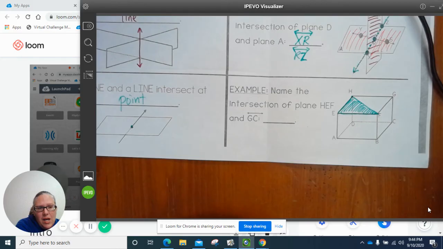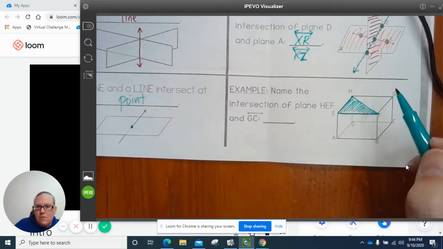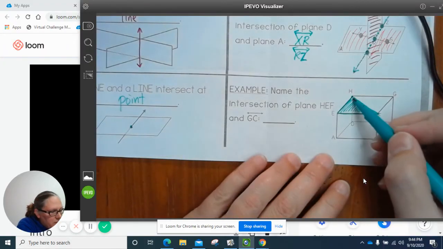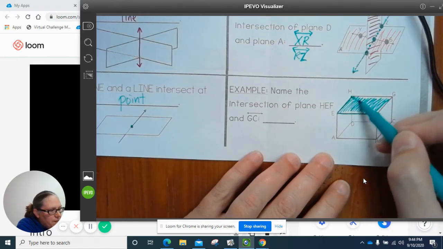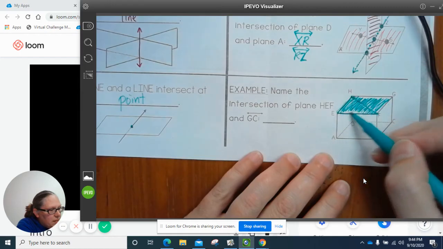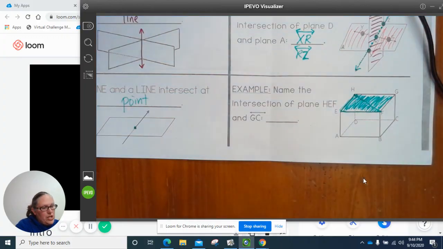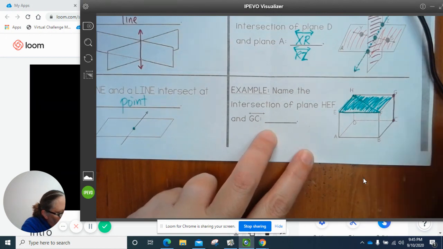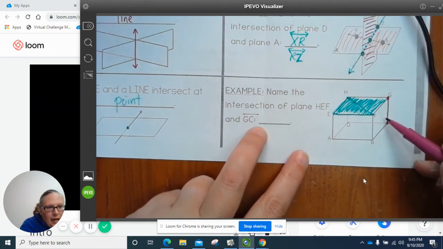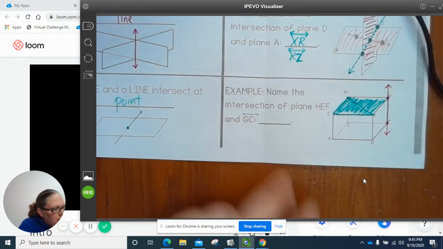So if you think of this like a box, which it is, this plane, whoa, what happened? Y'all still there? This plane is this entire top of this box. So this is the plane that we're looking at, this entire top. HEF actually goes all the way around to G. And then we have our other line that goes from G to C. What I just colored in is not a line, it's a segment. So I want it to keep going with arrows on either end.